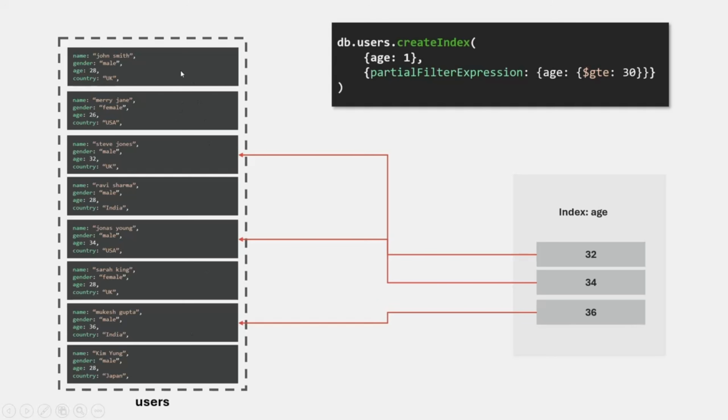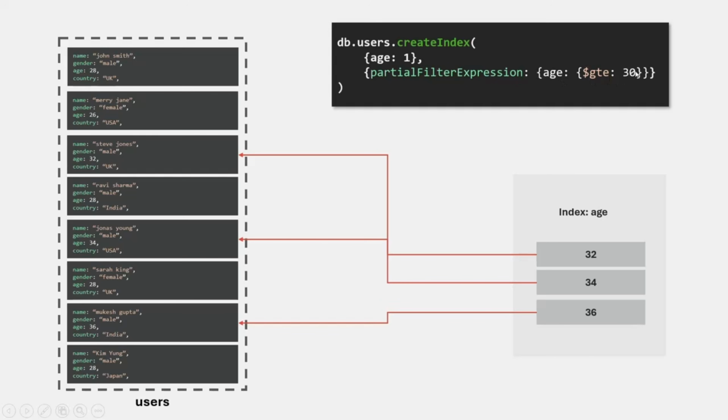For the rest of the documents where the age is less than 30, we will not have a pointer in the index. And this is called a partial index because in this index, we don't have a pointer to all the documents in a collection. Instead, we have pointers to partial documents in the collection. And which documents the index should point to, we decide using this partialFilterExpression. And there we specify the condition.